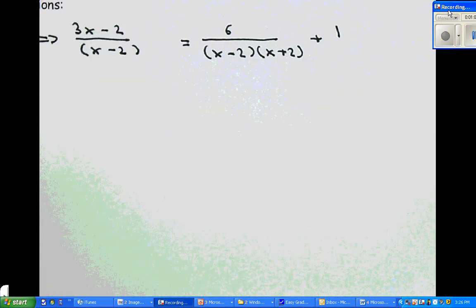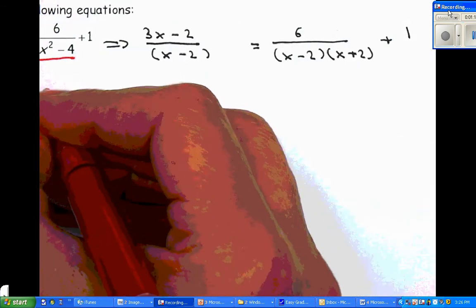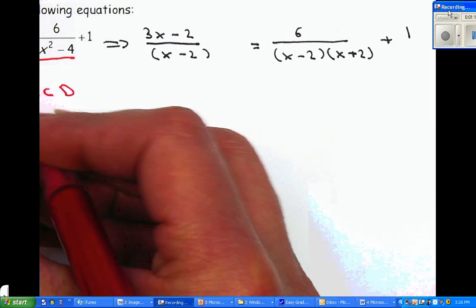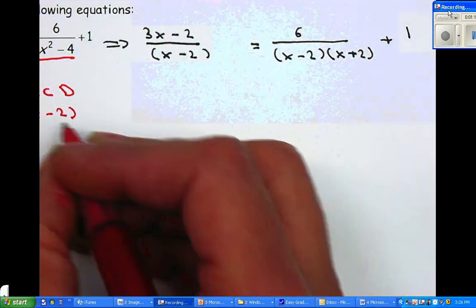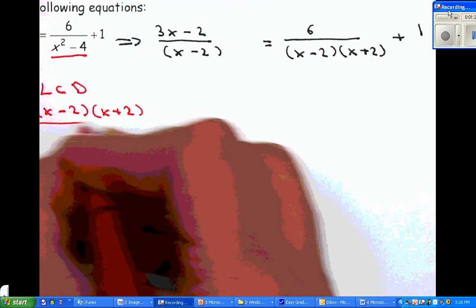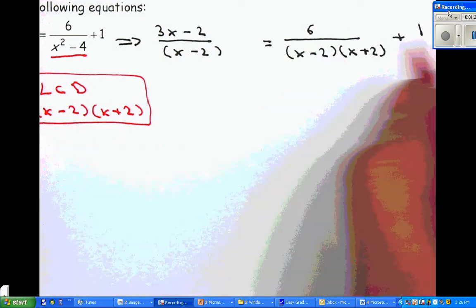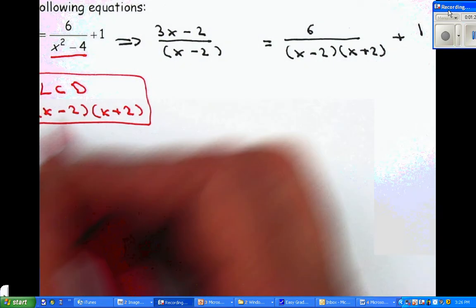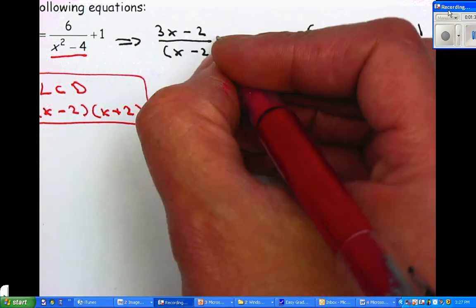We need to be able to find the lowest common denominator. In this case, the lowest common denominator will be x minus 2, and we need also the x plus 2. So we need to be able to multiply each of those terms by the LCD so we can get rid of the denominator. We can cancel the denominator.